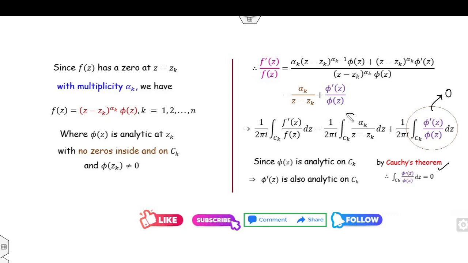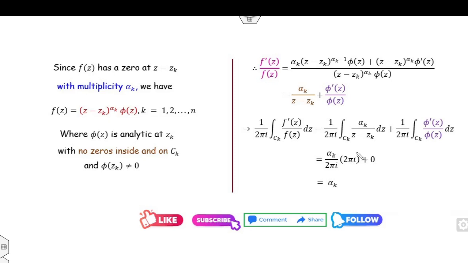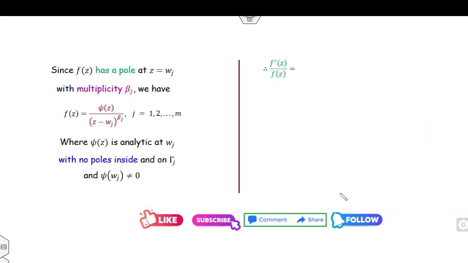Now how can you evaluate this component? By using, again, the Cauchy integral formula. This will be alpha k into 2 pi iota. So that is alpha k into 2 pi iota, and the answer is alpha k. Similarly, we can define the same thing for the number of the poles.